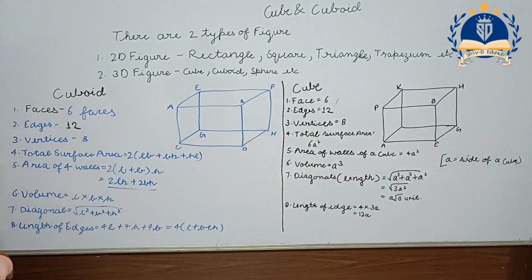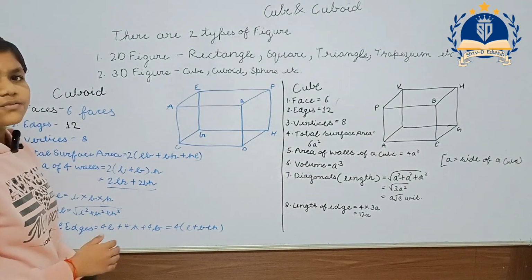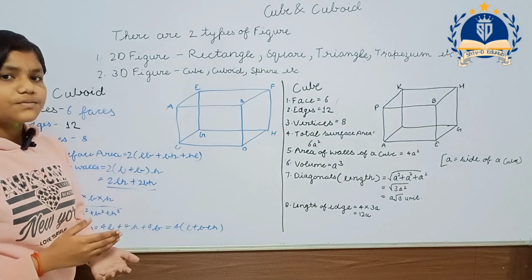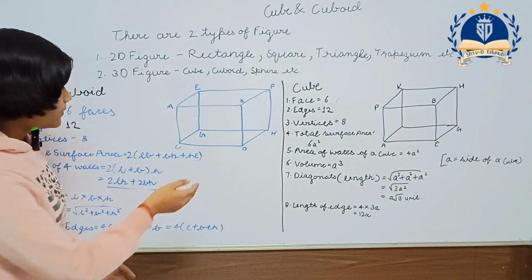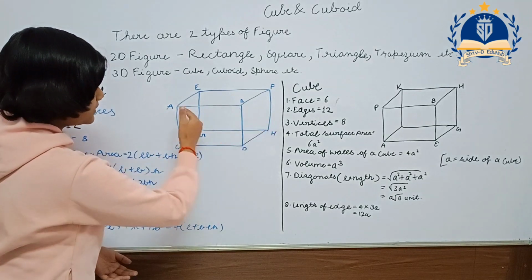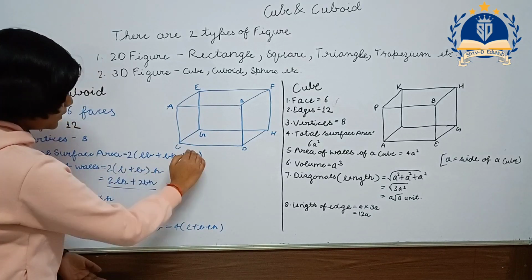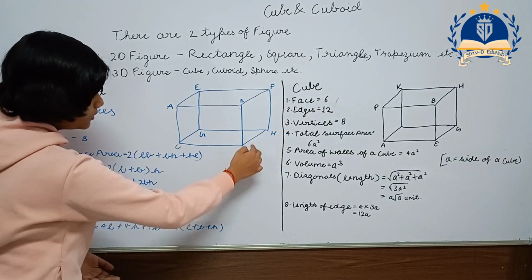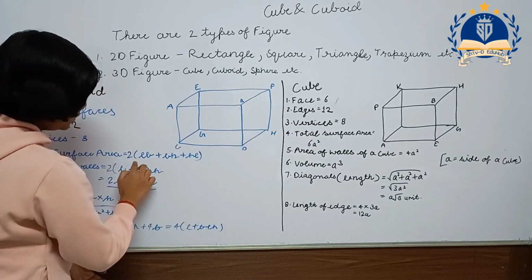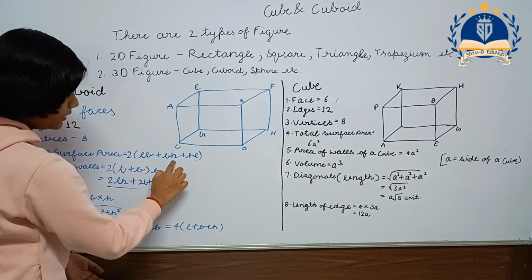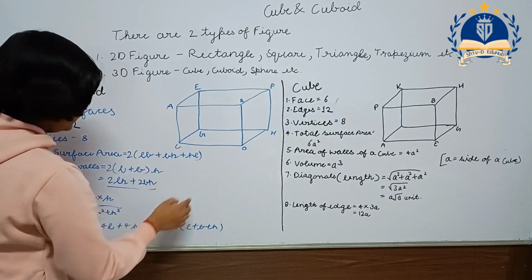And the total surface area of a cuboid. In the total surface area we include the curved surface area and the top and bottom. Just like 4 faces and top and bottom. L is the length, B is the breadth and H is the height. Length into breadth, breadth into height, height into length.